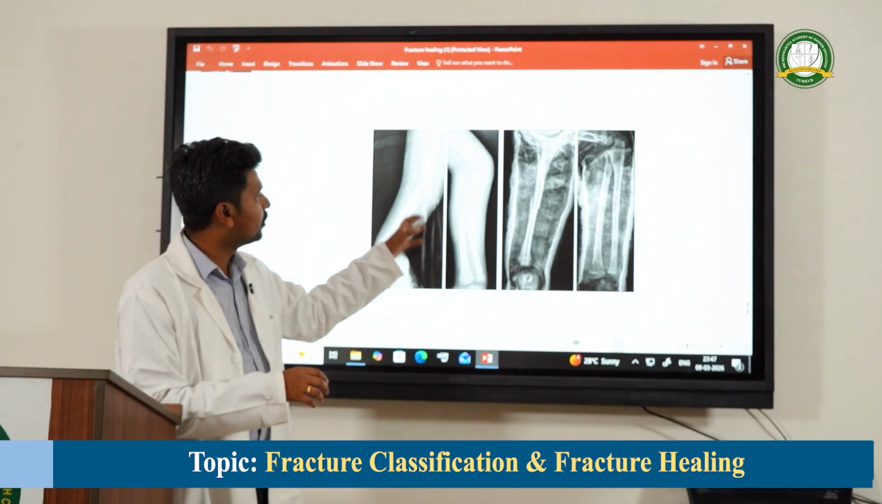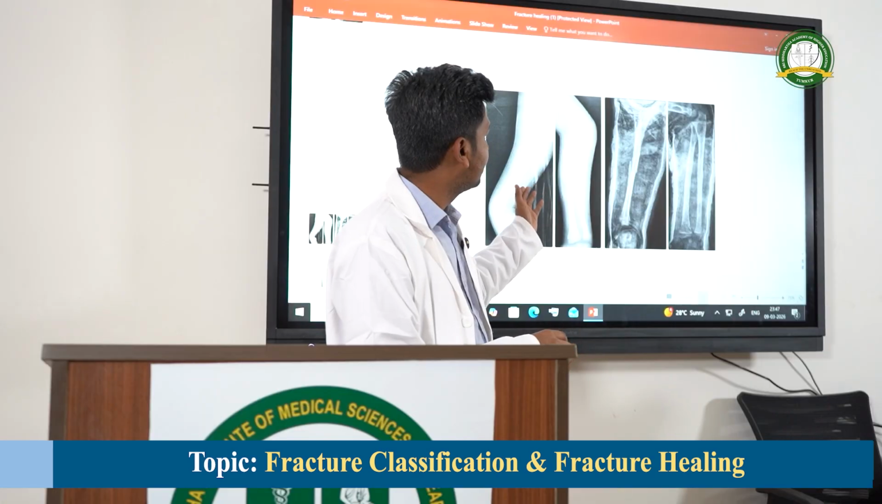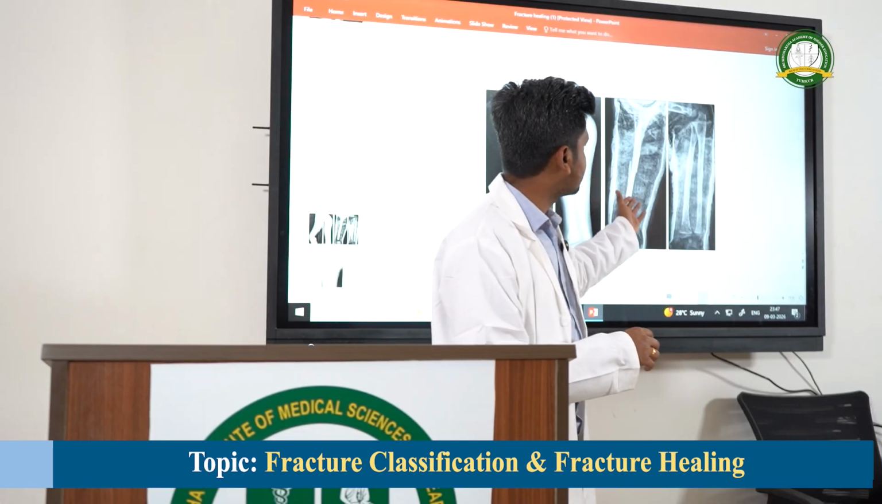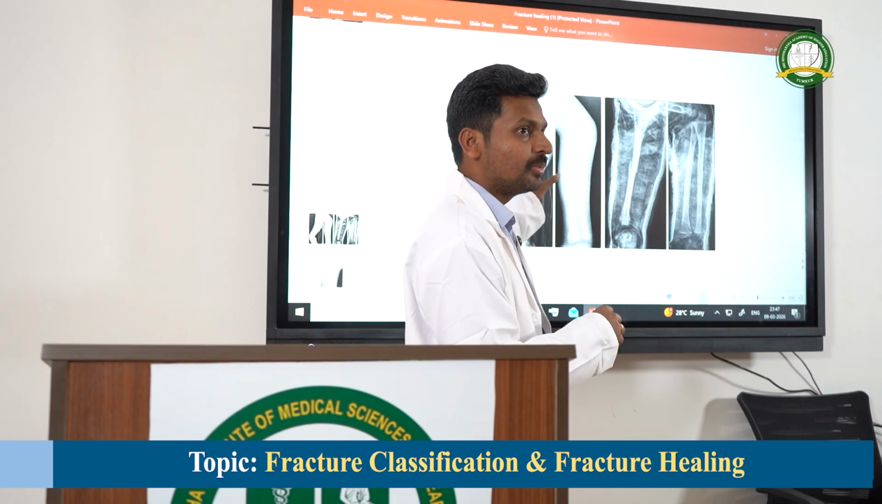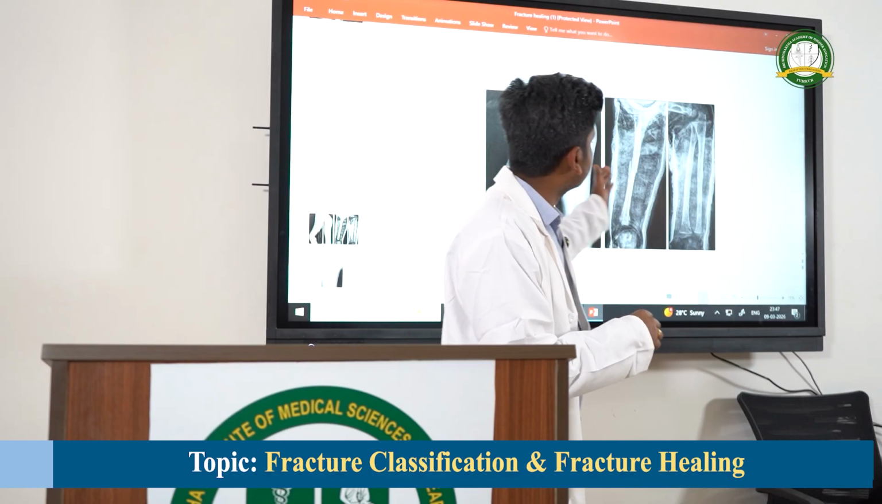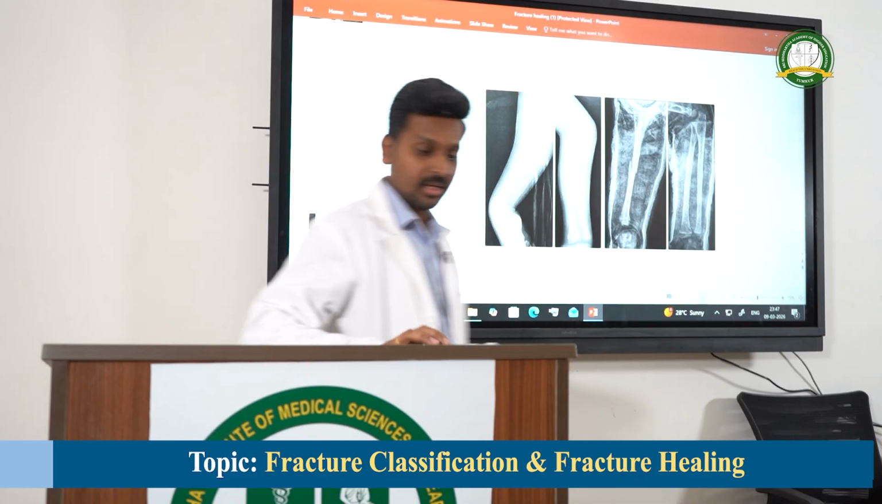This is a fracture of both bones of the forearm in a pediatric age group. It was treated conservatively with closed reduction and cast application. The periosteum is thick in the pediatric age group, but it might not be much disrupted. So we can treat it conservatively in the pediatric age group.